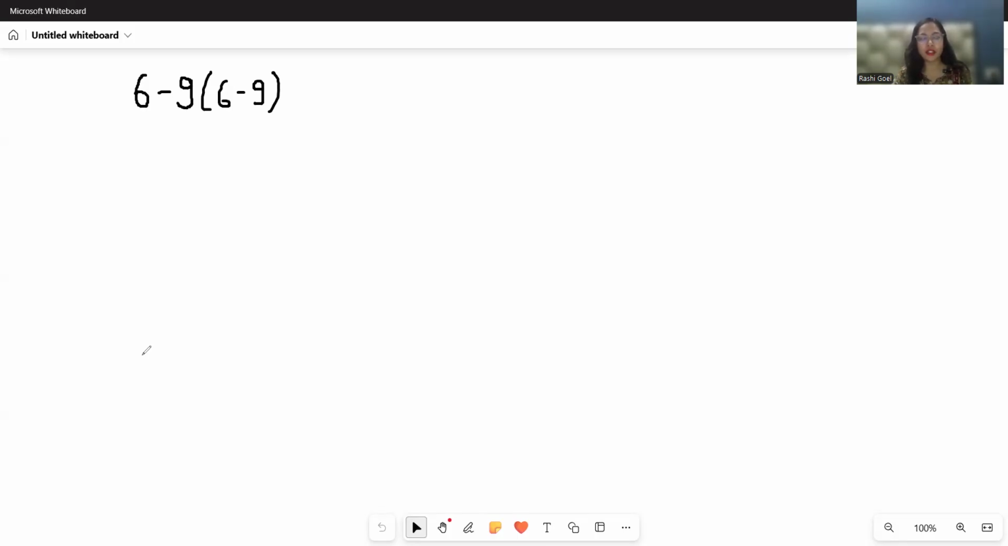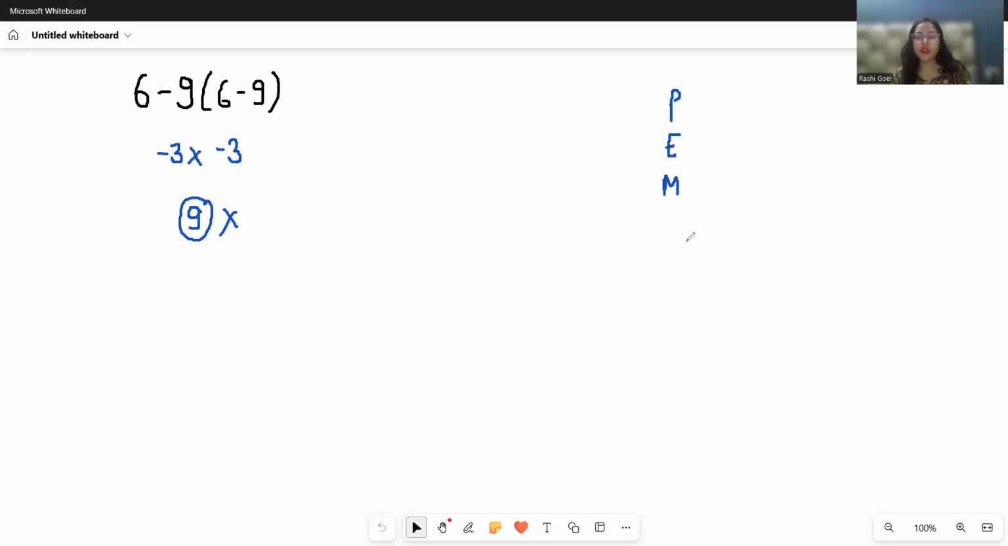So let's start with the first question, that is 6 minus 9 bracket 6 minus 9. So what mistake do people make? They solve it like this: 6 minus 9 as minus 3, and 6 minus 9 as minus 3, and minus 3 times minus 3 is 9, which is the incorrect answer. Because when you are given multiple operations like subtraction, then bracket, then again subtraction, you have to follow the order of operations, which is also known as the PEMDAS rule.